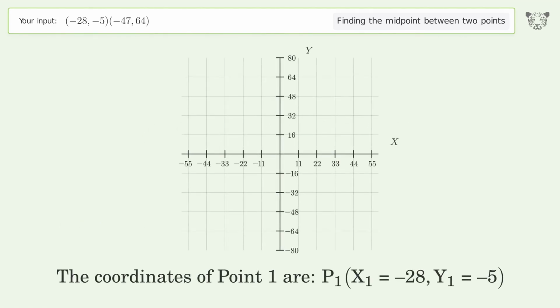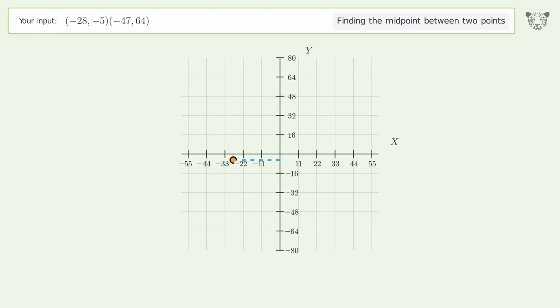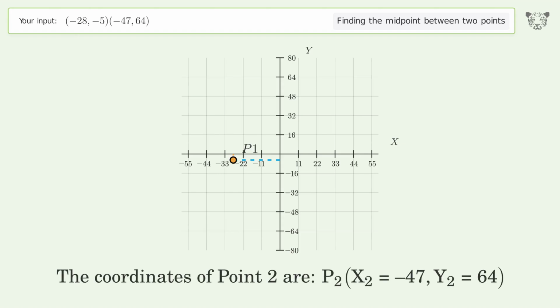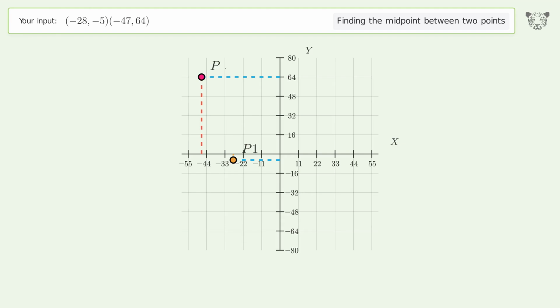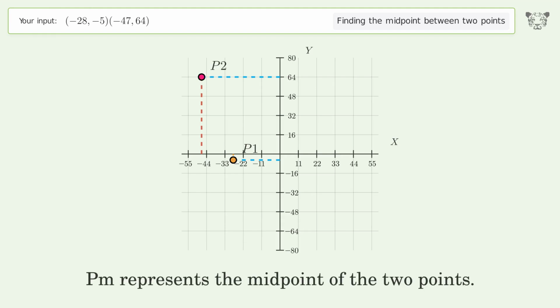The coordinates of point 1 are x1 equals negative 28, y1 equals negative 5. The coordinates of point 2 are x2 equals negative 47, y2 equals 64. PM represents the midpoint of the 2 points.